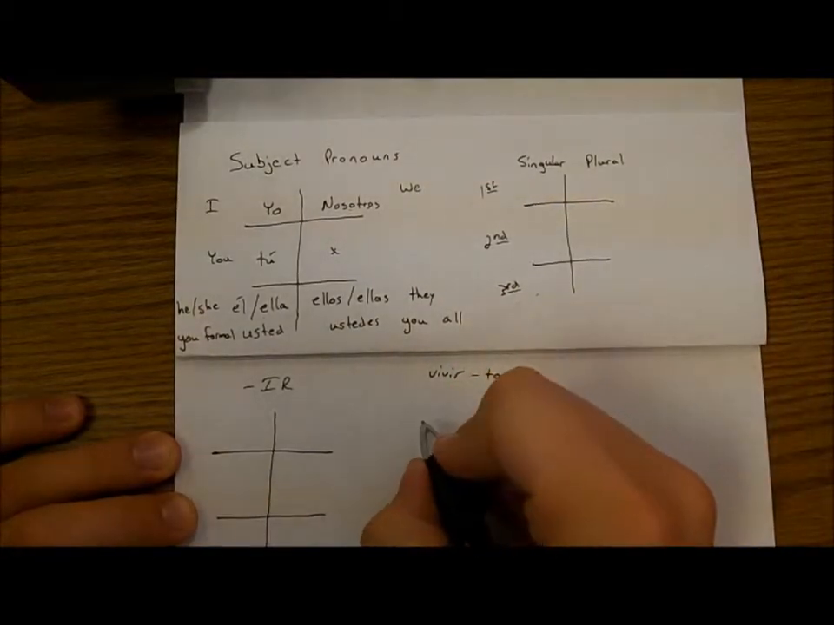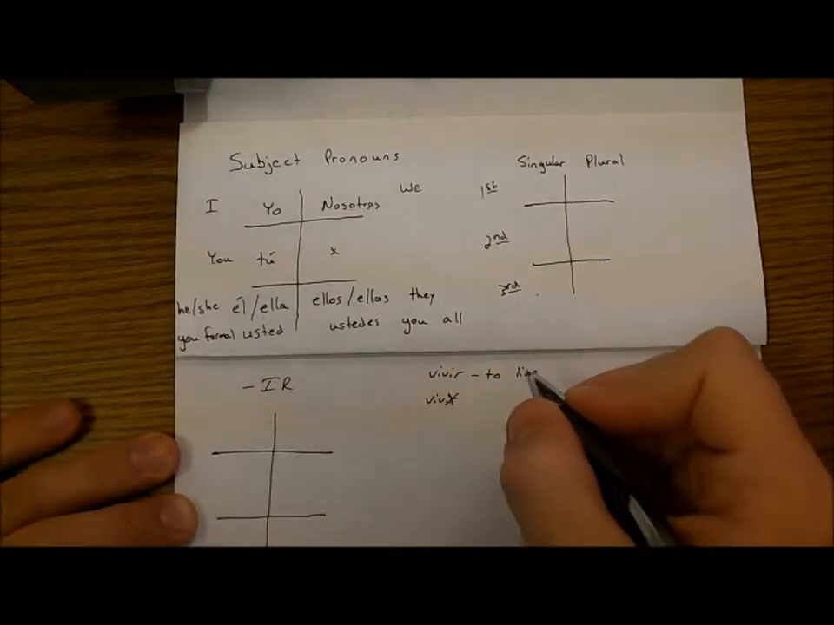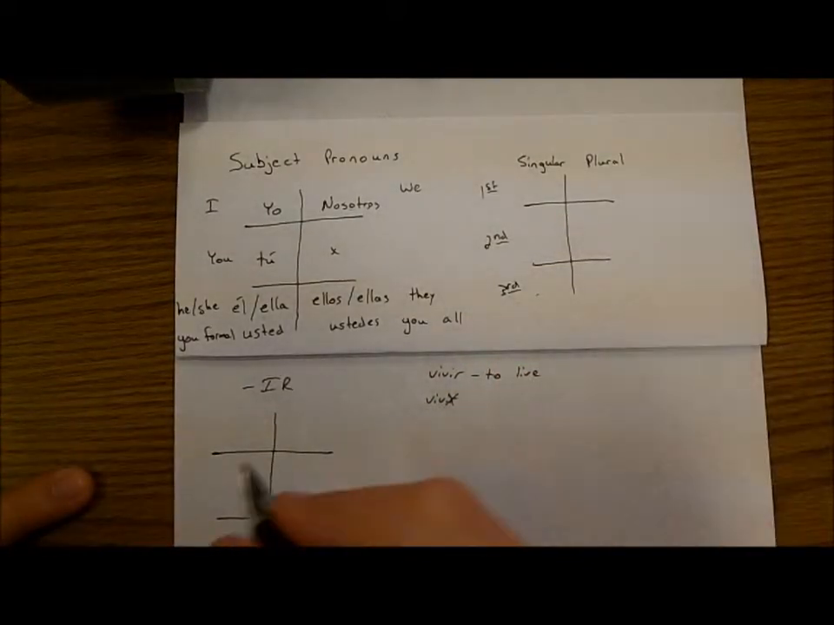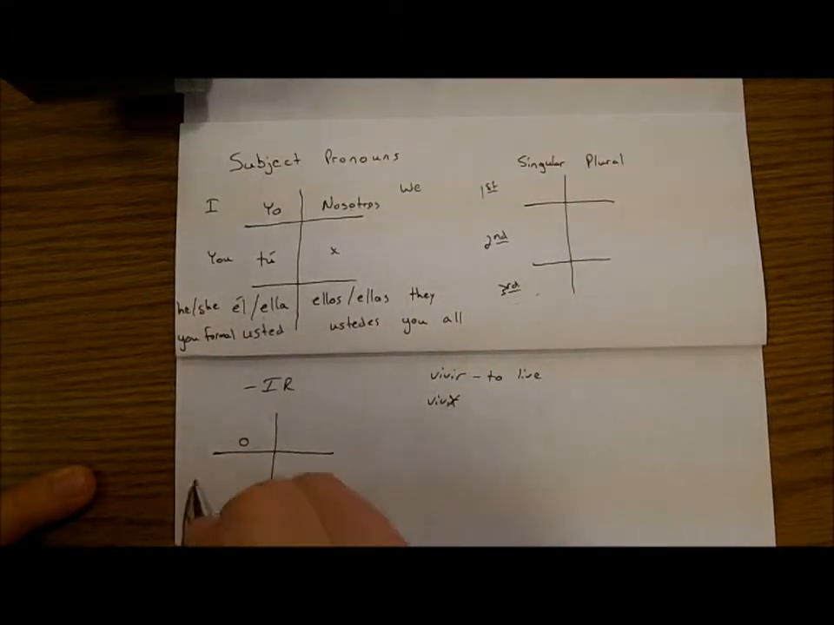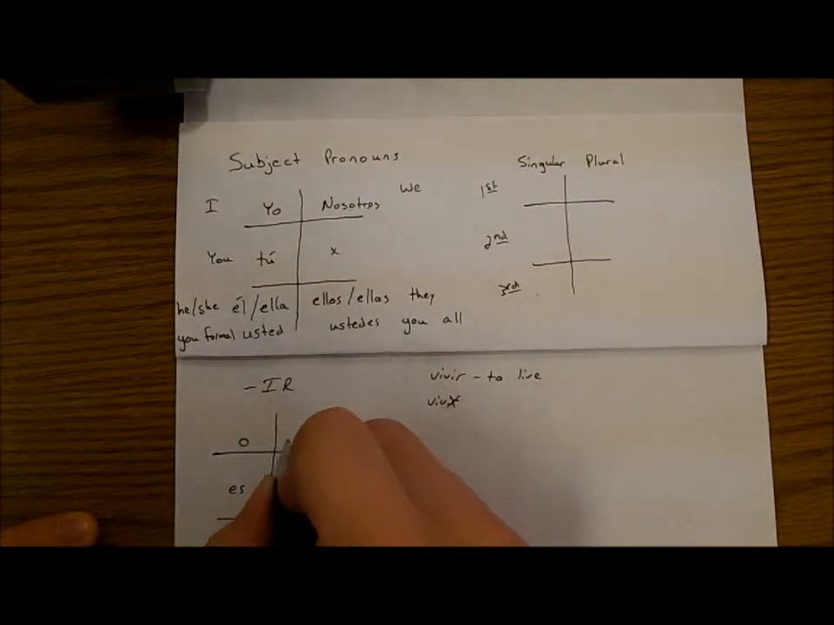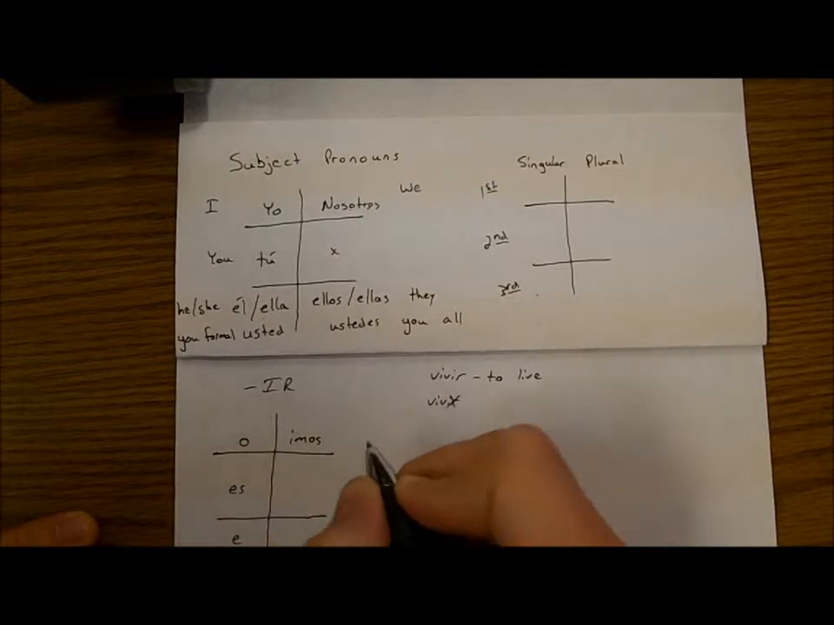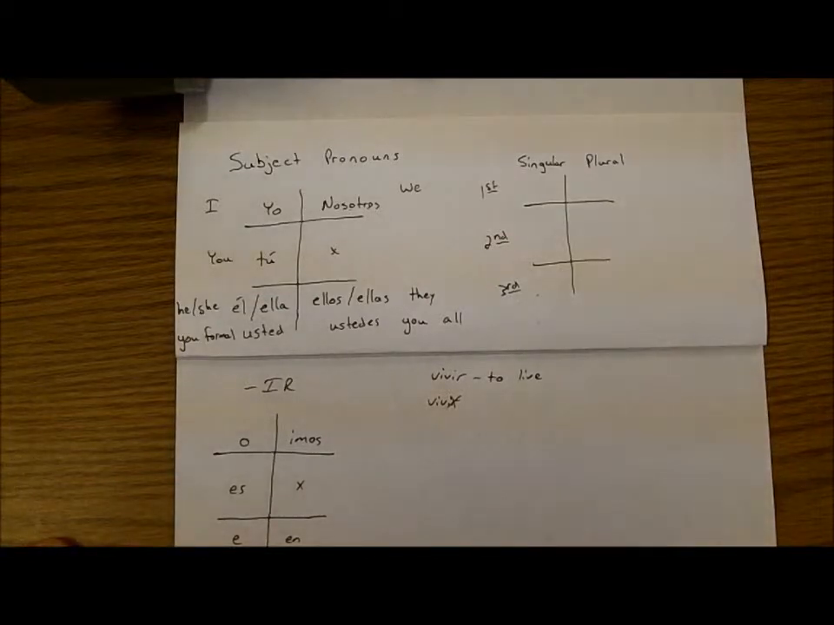So just like ER and AR verbs, the first step in the conjugation is to cross off the IR. Now, for the endings, we have for the yo, O, for the tú, S, for the él or ella, A, for the nosotros, we have emos, and down here in the ellos or ellas, we have N. Right, remember, we're skipping vosotros for this point in time.